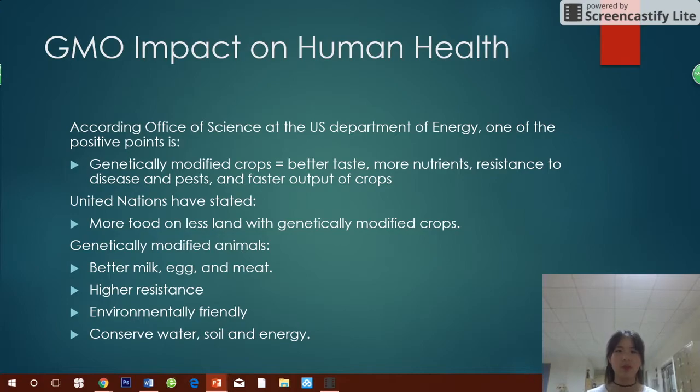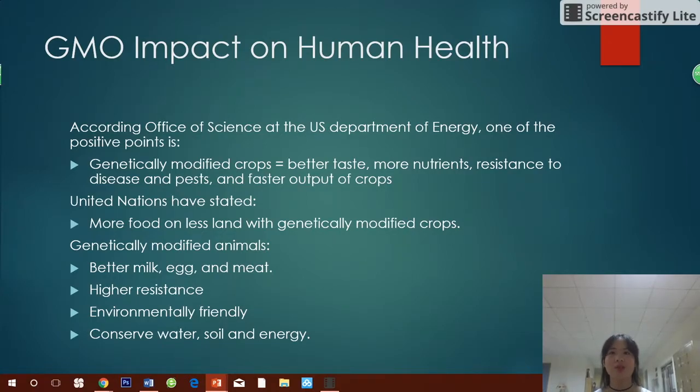GMO's impact on human health. According to the Office of Science at the United States Department of Energy, one of the pros of genetically modified crops is better taste, increased nutrients, resistance to disease, and faster output of crops. The Food and Agricultural Organization of the United Nations also says that farmers can grow more food on less land with genetically modified crops.